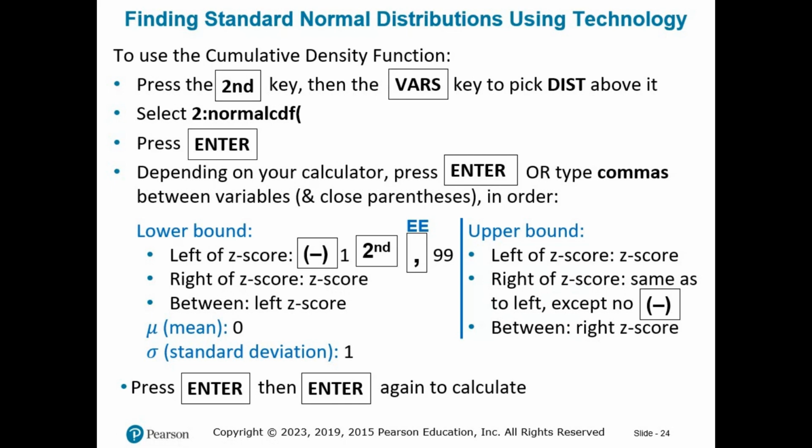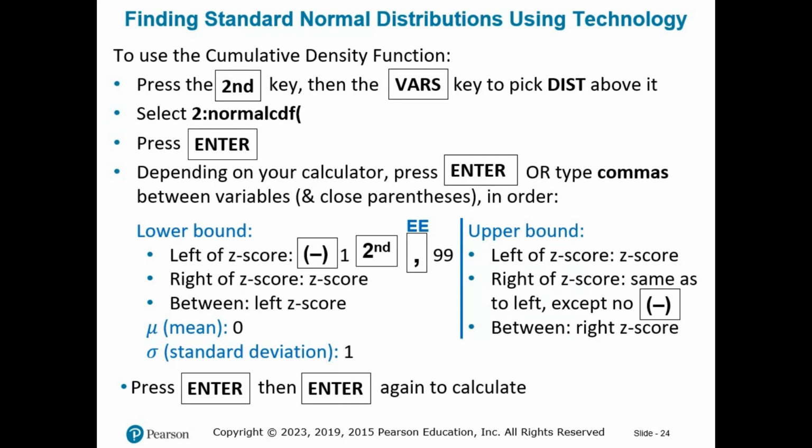For the lower bound, this is the left side of your graph that you're computing. There are three choices of how to fill this part out. One of them, if you're doing a left of z-score problem, you want to put a very large negative number in scientific notation like it's listed here. They've done -1, then the second key, then the comma button, which has the EE option above it, then 99, which basically tells the calculator negative infinity, or a very, very big negative number.